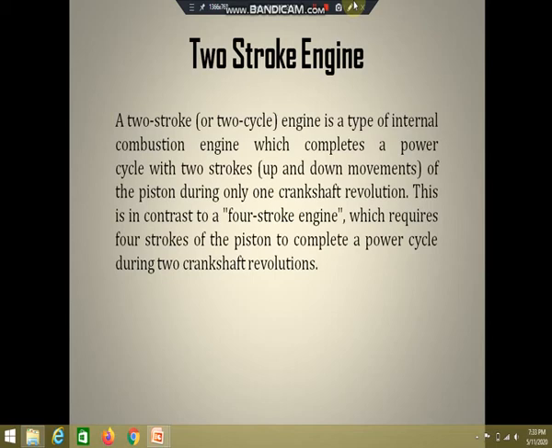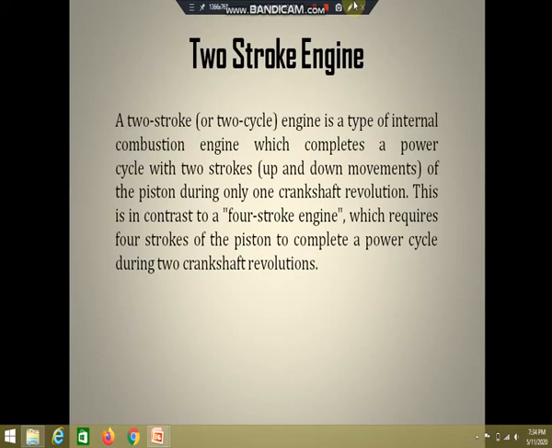Now, what is a two-stroke engine? Two-stroke means TDC to BDC is one stroke and the other stroke is BDC to TDC. So all the processes, suction, compression, power, and exhaust, are completed within these two strokes, or one complete revolution of the crankshaft. That's why this type of engine is known as the two-stroke engine.